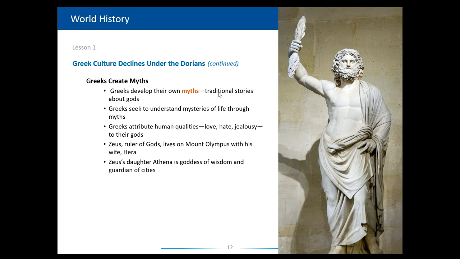Zeus is the ruler of the gods in these mythical tales, and he lives on Mount Olympus with his wife Hera, and Zeus's daughter is Athena. She's a goddess of wisdom and a guardian of cities. So Athens is named after Athena, the daughter of Zeus. And here's a statue of Zeus that's in a museum in Europe.